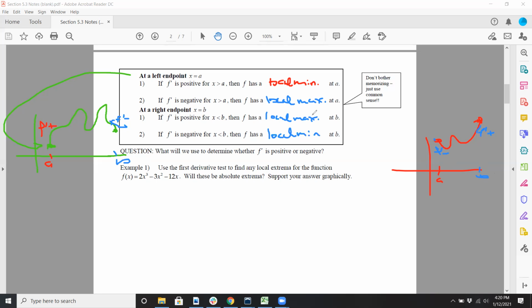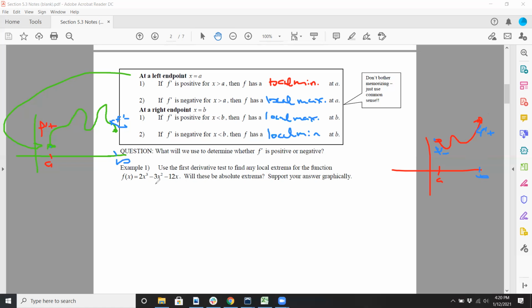Again, don't bother to memorize, just use common sense. If the derivative is positive afterwards, it's obviously the local min because that's a low point. If it's negative before you get to a right endpoint, same thing. If the derivative is negative after you leave the left endpoint, then that's a local max. If the derivative is positive before you get to a right endpoint, that's also a local max.